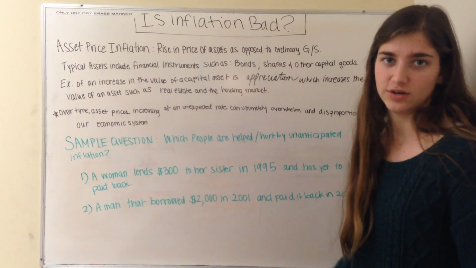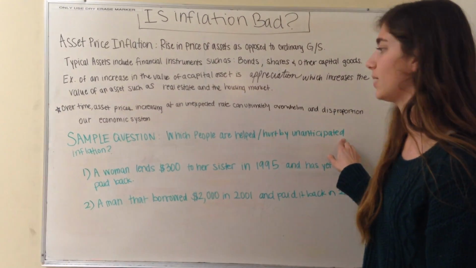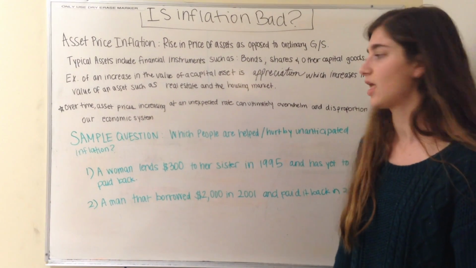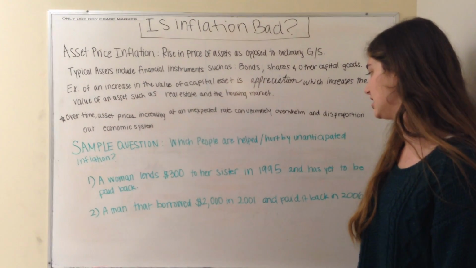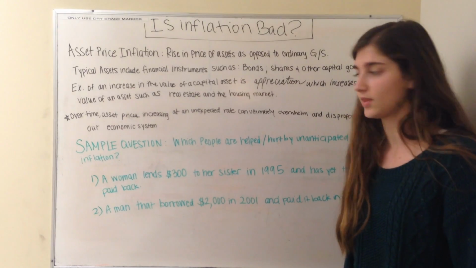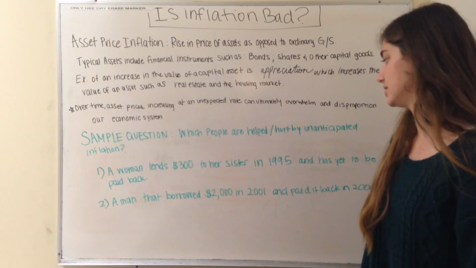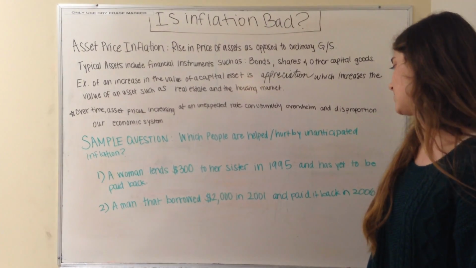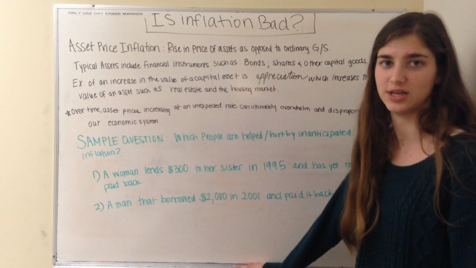So for our sample question for our is inflation bad section, we have: which people are helped and hurt by unanticipated inflation? Number one, a woman lends $300 to her sister in 1995 and has yet to be paid back. Is she hurt or helped? The next one is a man that borrowed $2,000 in 2001 and is paid back in 2006. Is this man hurt or helped by his situation?